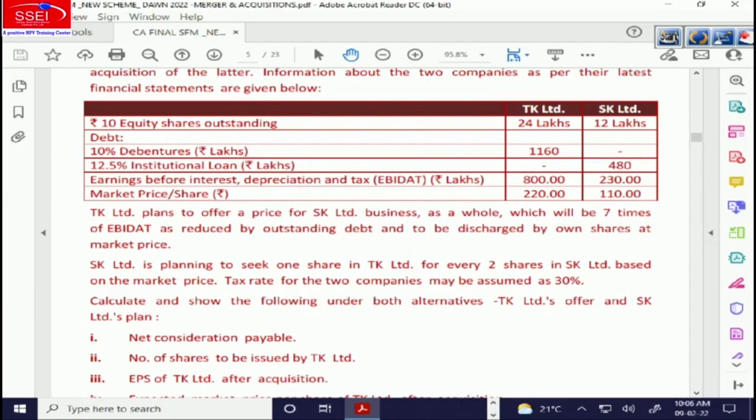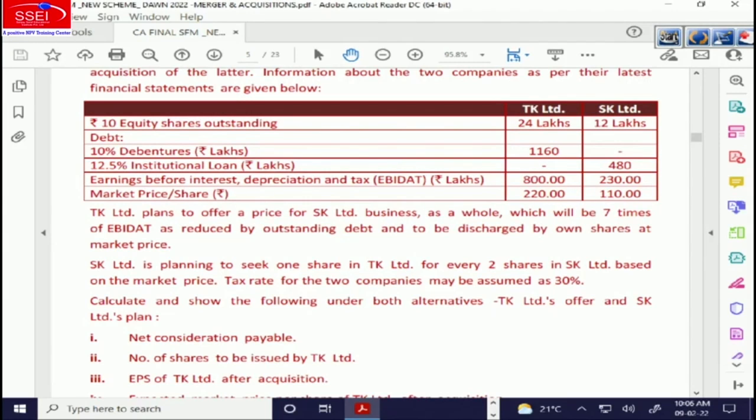Reduced by outstanding debt, because 1610 lakhs is the value of the firm, since we took the EBITDA. EBITDA belongs to the firm, equity and debt both. So 7 times EBITDA is the value of the firm. We deduct debt, minus 480. So 1130 lakhs is the purchase consideration. 1130 lakhs is the purchase consideration.